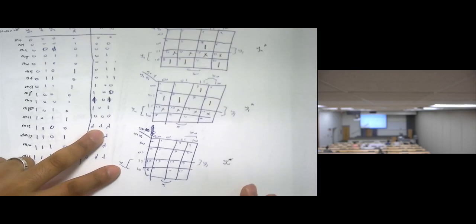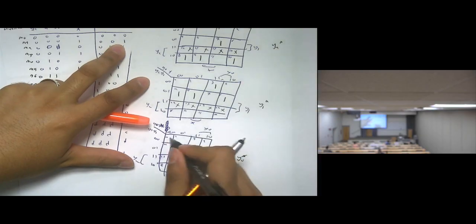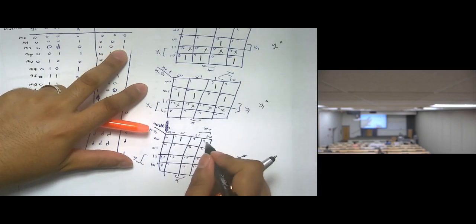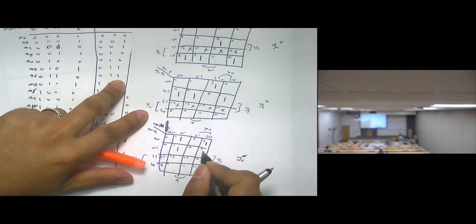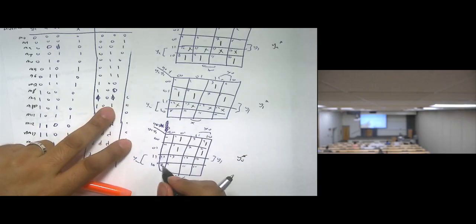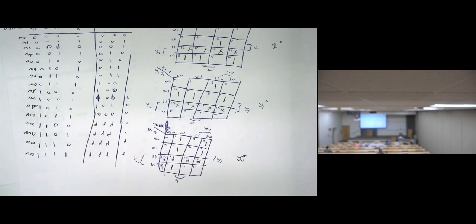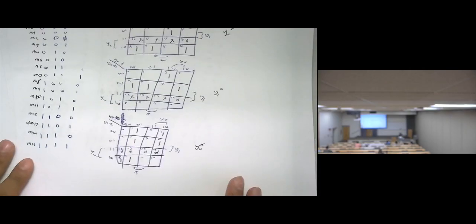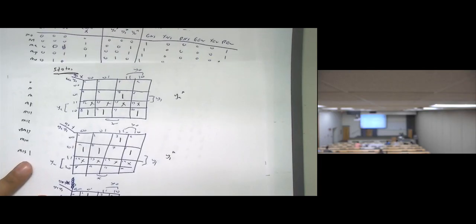How about y0? For y0, the locations are at M1, M2, then M5, M6, then we have M8, M9, and don't care at this row, 12, 13, 14, 15. Okay? Is this clear? Now, let's try to find the equations one by one.